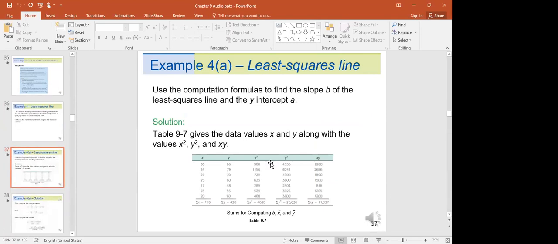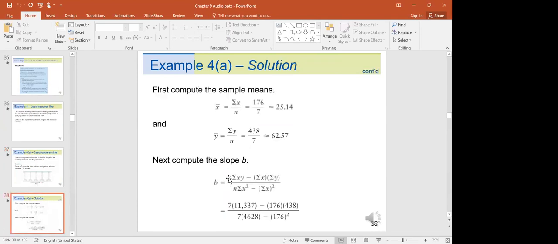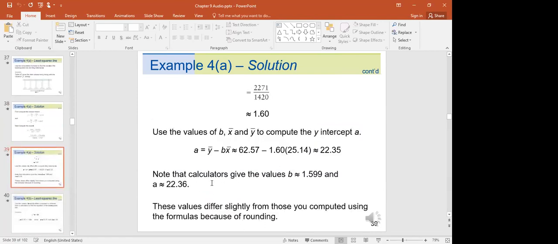So in the PowerPoint, it is explained how to compute this manually, but you should use Excel. So we will need the mean of the X values and the mean of the Y values because it helps us to find A once we know B from this formula. You don't need to do it, but I just want you to see.